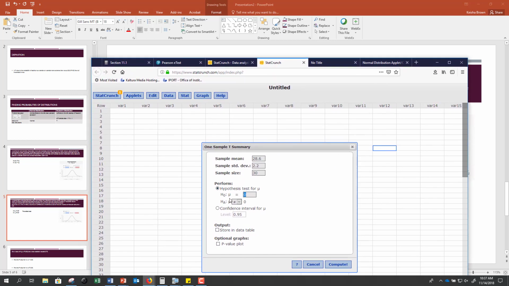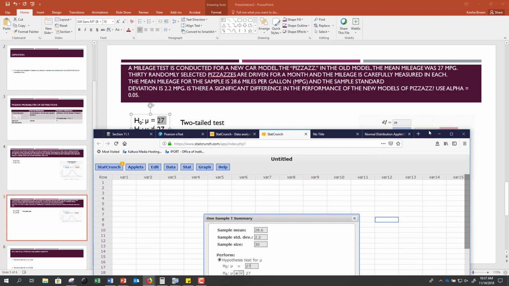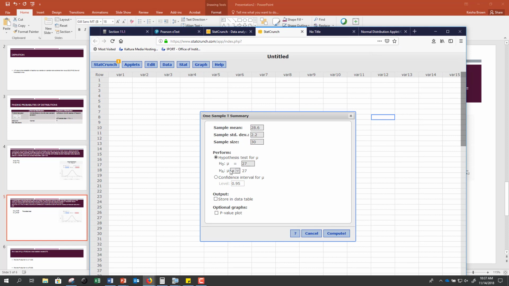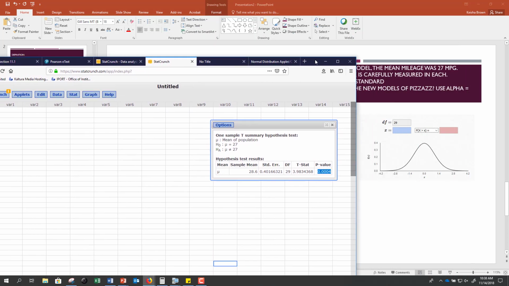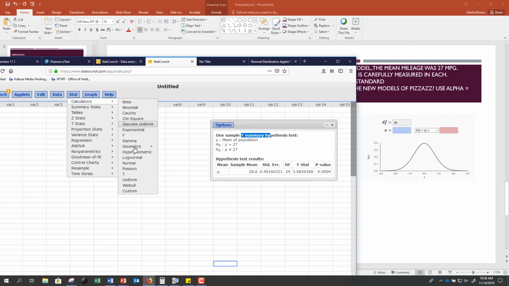So our null hypothesis is that the mean miles per gallon is 27, and we're looking to see, is there a significant difference? So two-tailed test, not equal to. So here is your test statistic, the probability of getting our sample or a sample more extreme than this, and here's our p-value that's associated with it. So how that p-value is calculated, since you have a mean problem, you're working with the student's t distribution. So now you'll be using the Stat calculator's T.